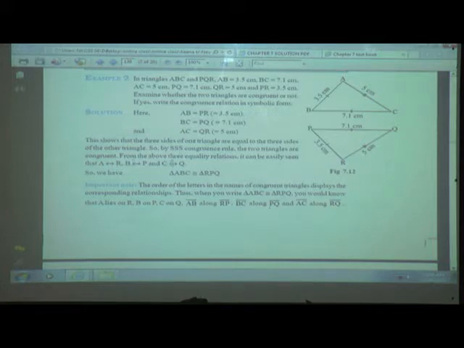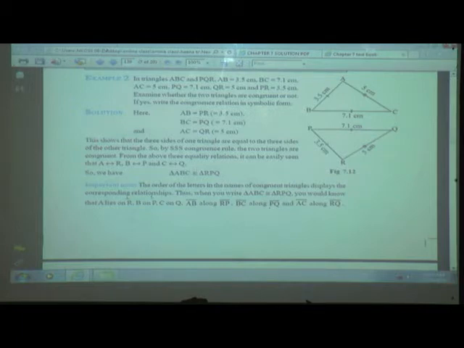From the above three equality relations, it can be easily seen that A corresponds to R, B corresponds to P, and C corresponds to Q. So we have triangle ABC congruent to triangle RPQ. This is the sign of congruency, so we write it as congruent.